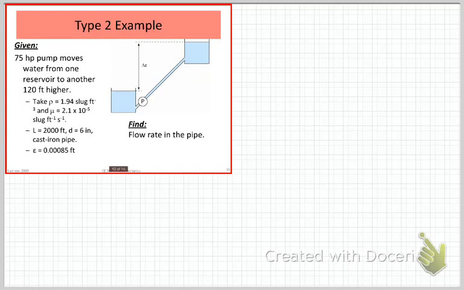In this case you're given both fluid properties and the pipe geometry, or more generally the problem geometry, and the key unknown is some flow property, be that velocity or discharge. In this case, we're given a pump that's moving water from the lower reservoir on the left to the upper reservoir on the right, and the objective is to find flow rate in the pump.